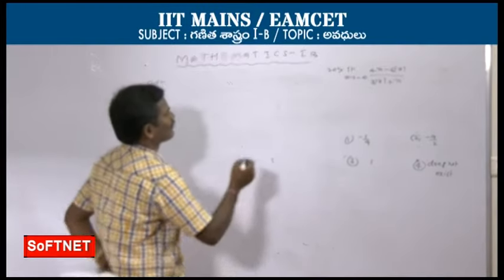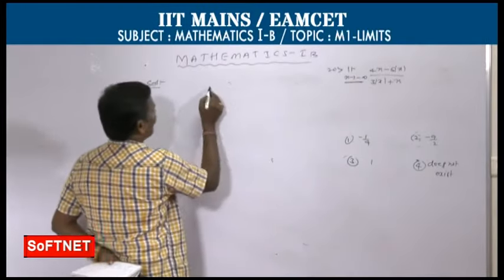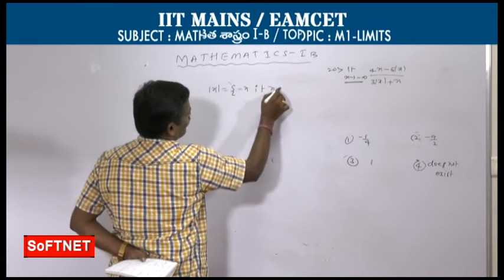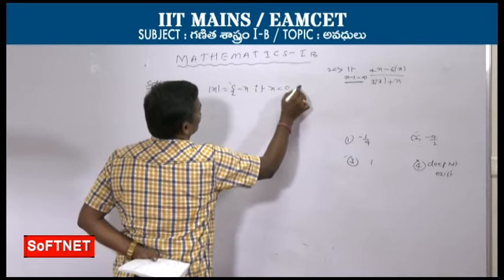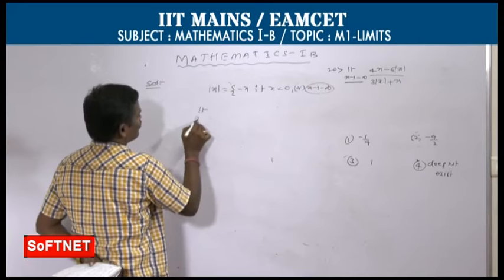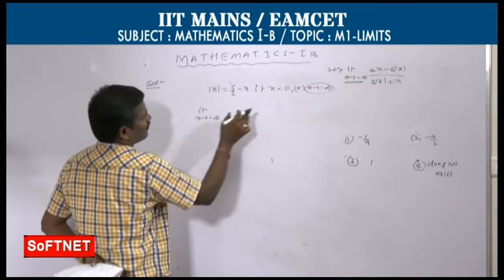Here also, x approaches minus infinity. So |x| can be taken as minus x if x is less than 0. That is the case where x approaches minus infinity. So the limit extends to minus infinity.